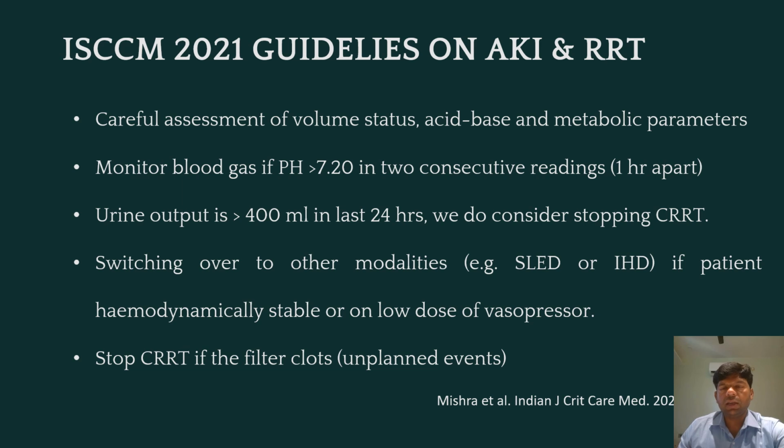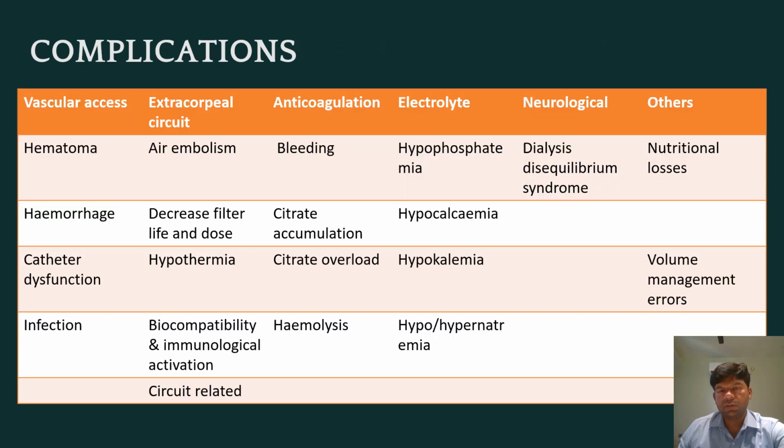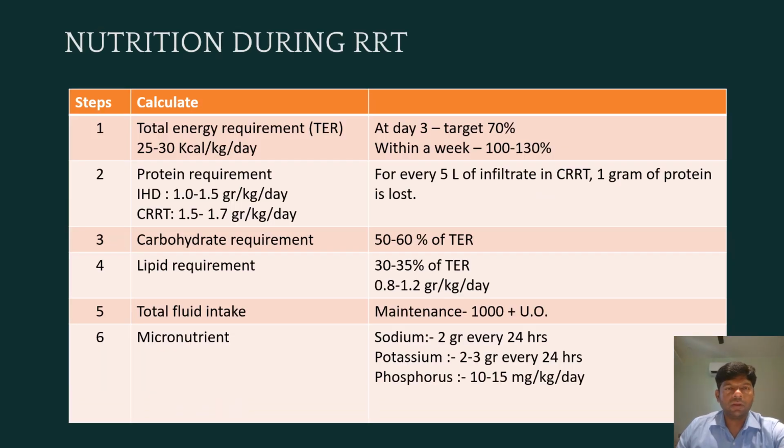switching over to other modalities like SLED or IHD if the patient is off hemodynamic support or on low dose of vasopressor. Stop CRRT if the filter clots, that is an unplanned event. These are the complications associated with the CRRT: related to the vascular access or extracorporeal circuit, with the anticoagulation, certain electrolyte imbalance may occur, neurological like dialysis disequilibrium syndrome, and other complications like nutritional loss and so on. Take care of the nutrition during the RRT. Always remember in CRRT the protein requirement will be 1.5 to 1.7 gram per kg. Take care of micronutrients as well.